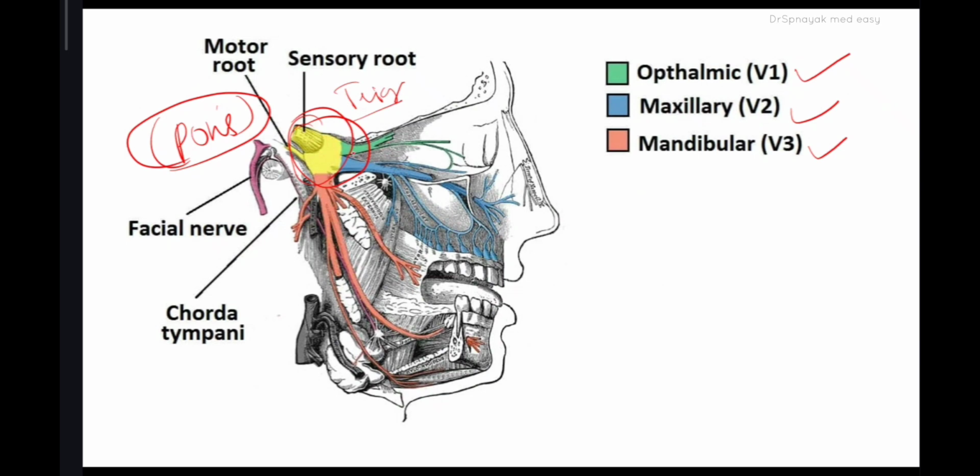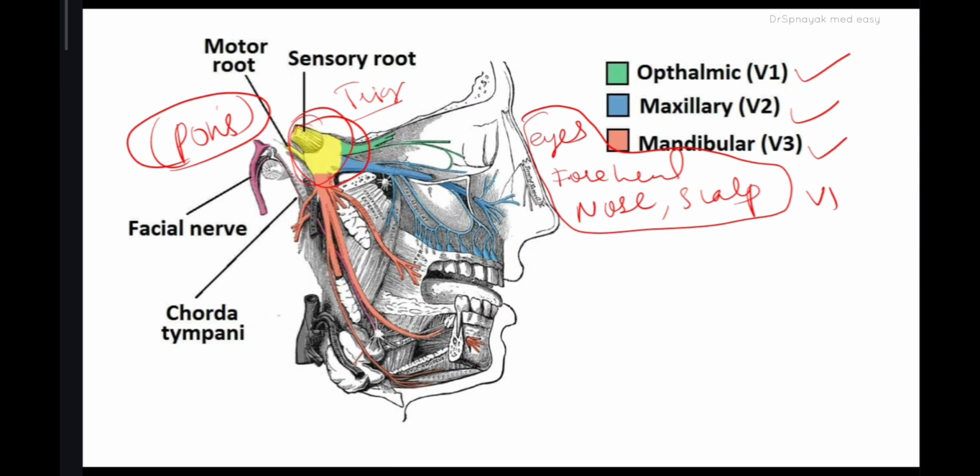V1 is innervating the upper part of the skull, I mean the upper part of the face. Especially, V1 is innervated into the eyes, forehead, nose and scalp. So these are the different organs where V1 is innervated.